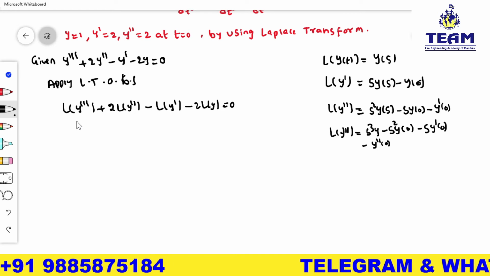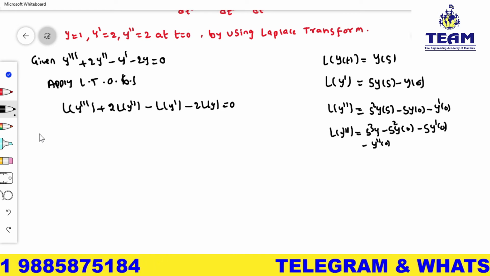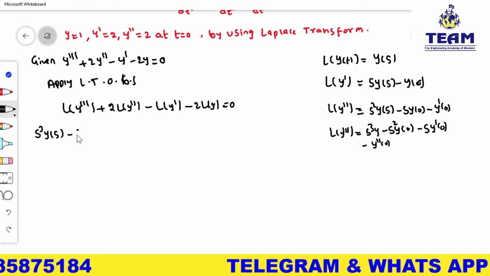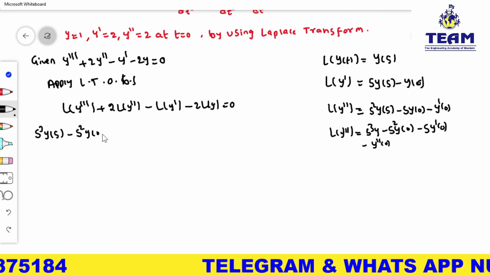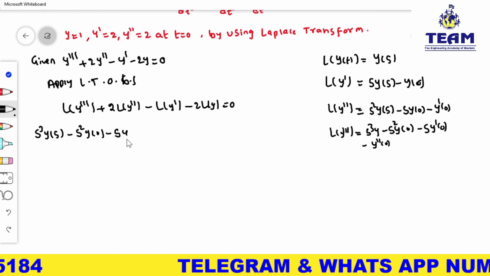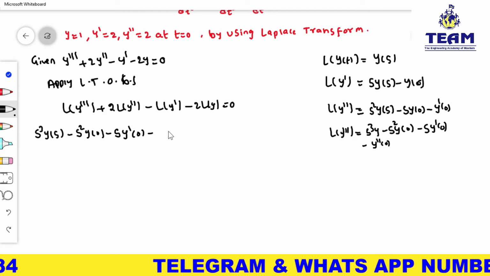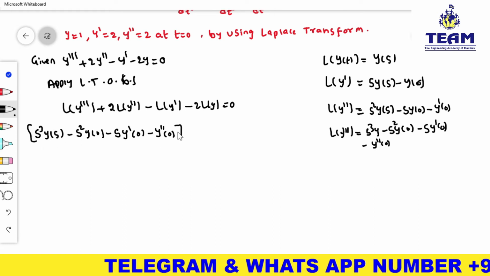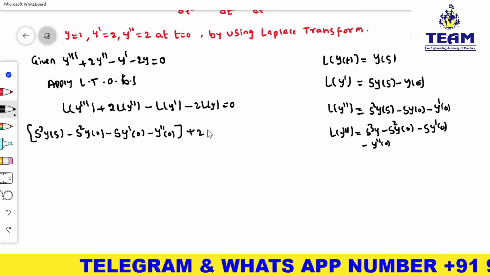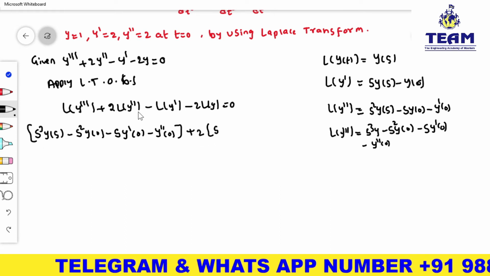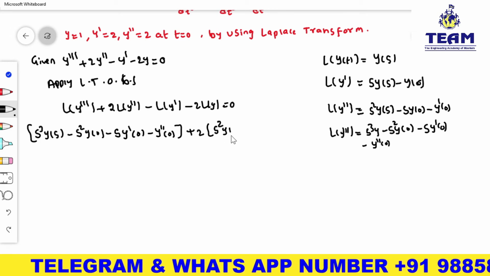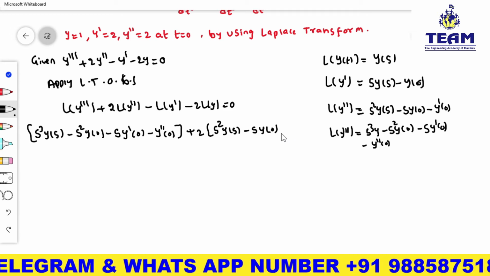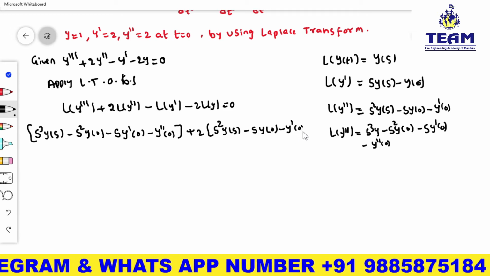So now I am using the L of y triple dash formula. From this I can write s cube into Y of s minus s square into y of 0 minus s into y dash of 0 minus y double dash of 0. Give a bracket for this, plus 2 into L of y double dash, so s square into Y of s minus s into y of 0 minus y dash of 0.